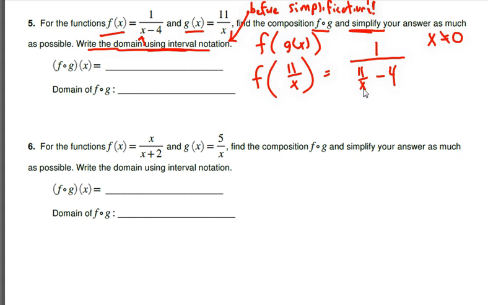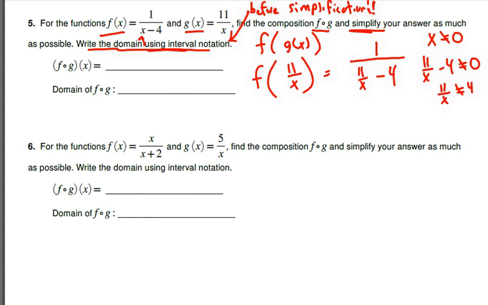So obviously x, which is in the denominator in this smaller fraction, cannot equal 0. That's not too hard to deal with. And then also this expression right here, 11 over x minus 4, cannot equal 0 because that is in the denominator of the large fraction, so to speak. So just do some math here.